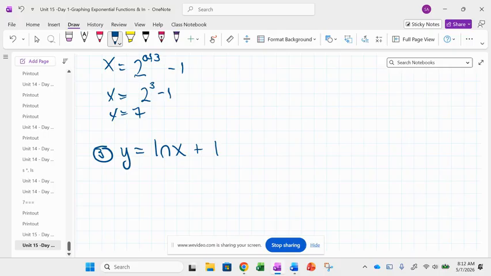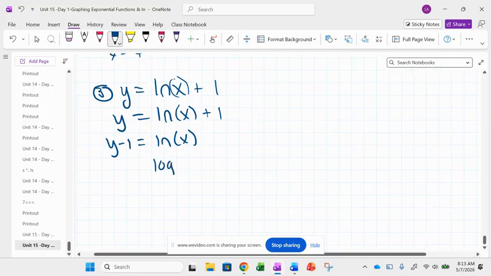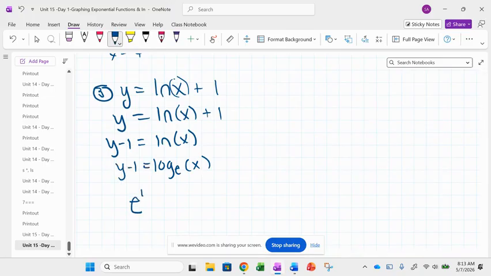This plus 1 is not with the argument. So how this looks is ln of x, maybe I should have put the parentheses there on the test. I'll make sure I put the parentheses to make it very clear, plus 1. So before I change this back into exponential, do we all agree I need to get rid of that 1? So this is going to be y minus 1 equals the ln of x. And do we all agree the ln is log base e of x? So we're going to have e to the y minus 1 equals x.